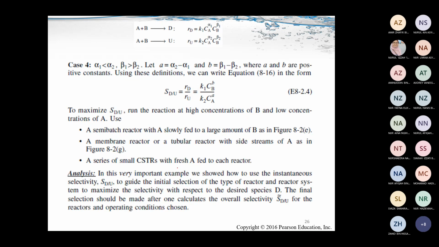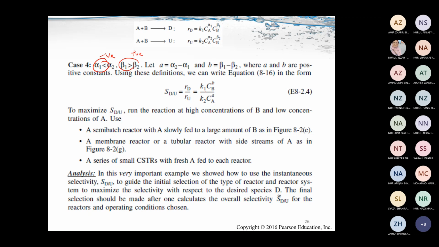Okay, and then we have another one. Alpha 1 is less than alpha 2, and beta 1 is bigger than beta 2. It means that when it is bigger, it will be positive on top, and this one will be negative. So automatically CA will go down, and this is CB here.